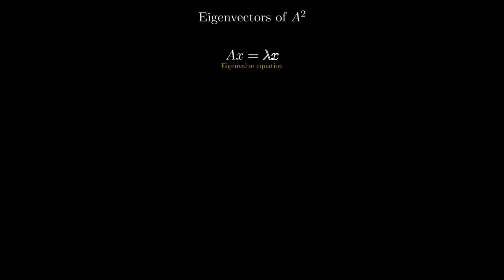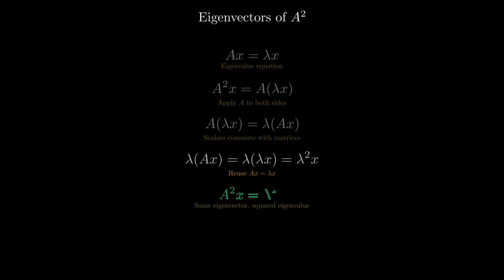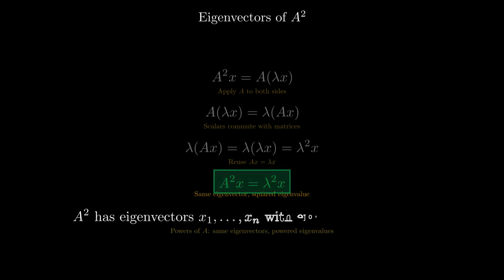Here's the eigenvector argument. Start from Ax equals lambda x. Now apply A one more time to both sides. A squared times x equals A times lambda x. Since lambda is just a number, we can pull it out front, giving lambda times Ax. But Ax is lambda x again, so this becomes lambda times lambda x, which is lambda squared x. Same eigenvector, the eigenvalue just got squared. So A squared has the identical eigenvectors to A, with eigenvalues lambda 1 squared, lambda 2 squared, and so on. Powers of A inherit the eigenvectors and only act on the eigenvalues.